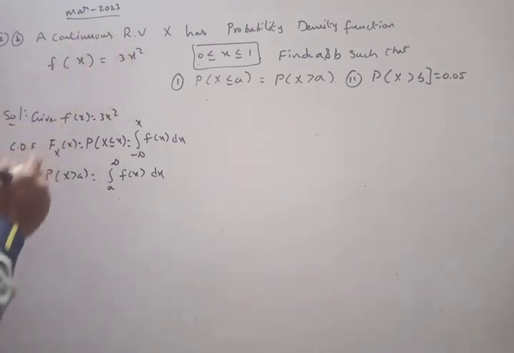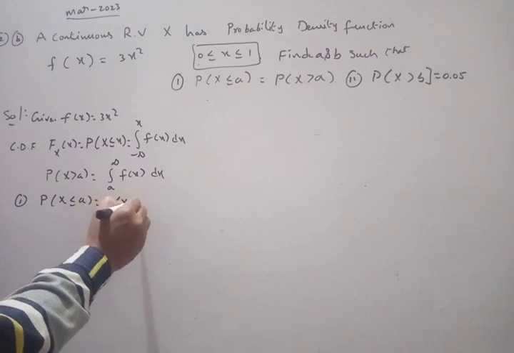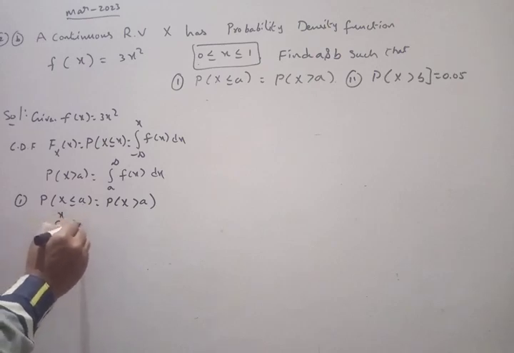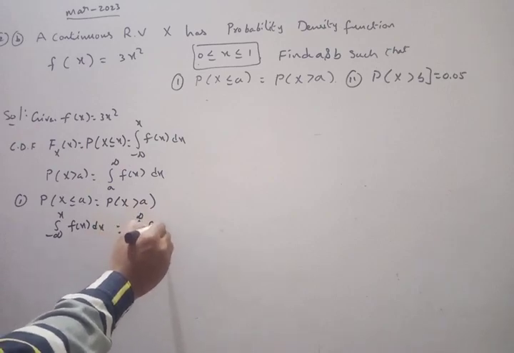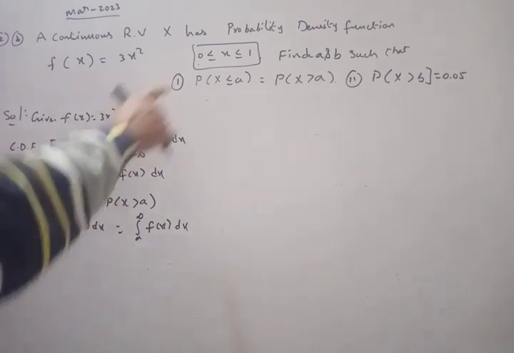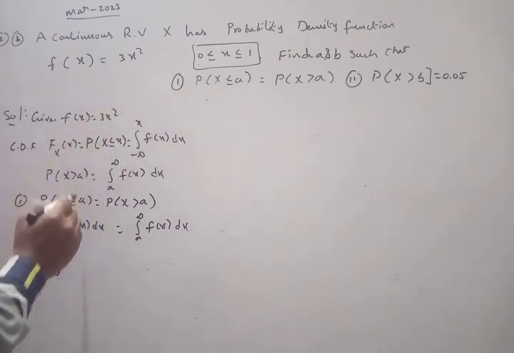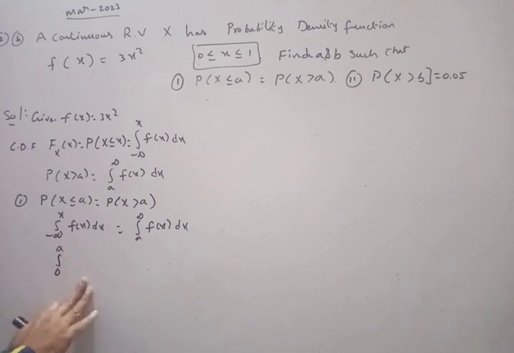Right? Now, the first condition: given p of x is less than or equal to a, that is equal to p of x greater than a. That means from here, the integral from minus infinity to x of f of x dx is equal to the integral from a to infinity of f of x dx. Here x is between 0 to 1, so this becomes 0 to a, in place of x we have a. f of x is 3x square.